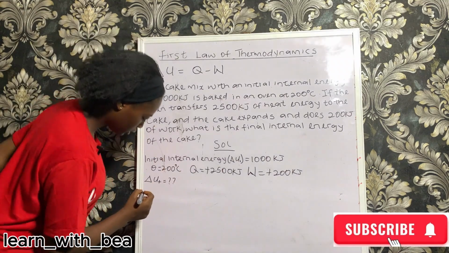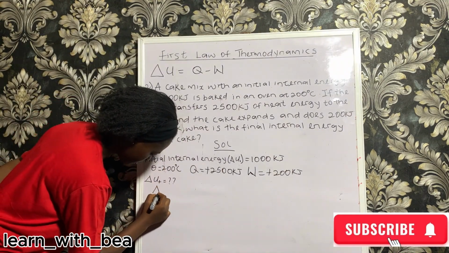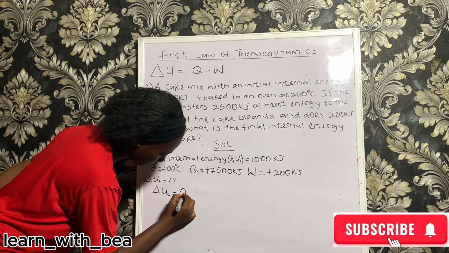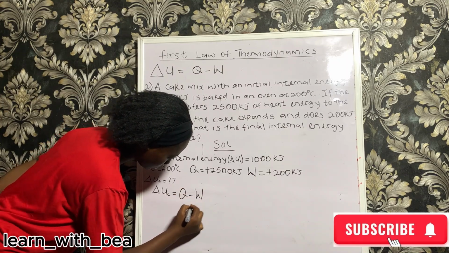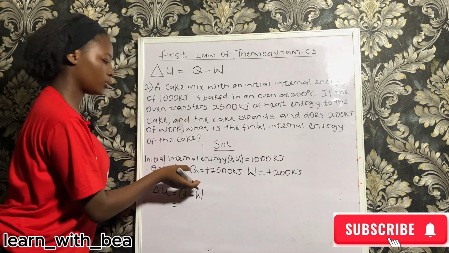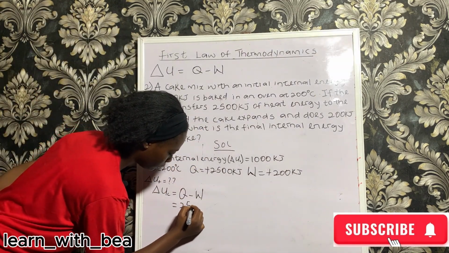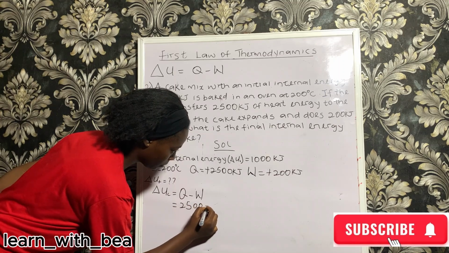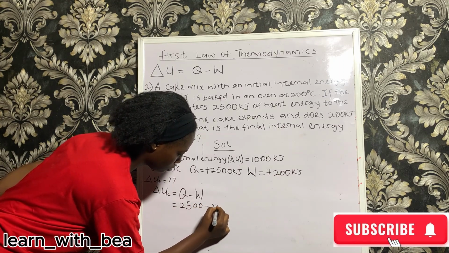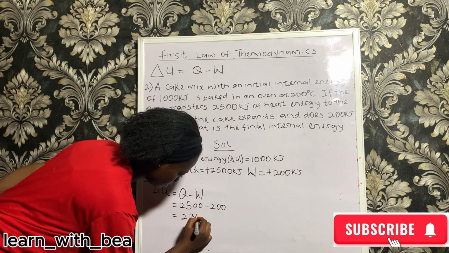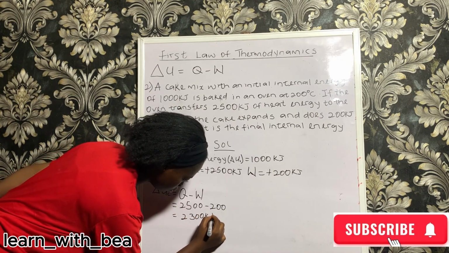So now the internal energy for the cake, let's say delta U C, will be our normal Q minus W. We have our Q, we have our W. So we have 2005 minus 200, which is 1805 kilojoule.